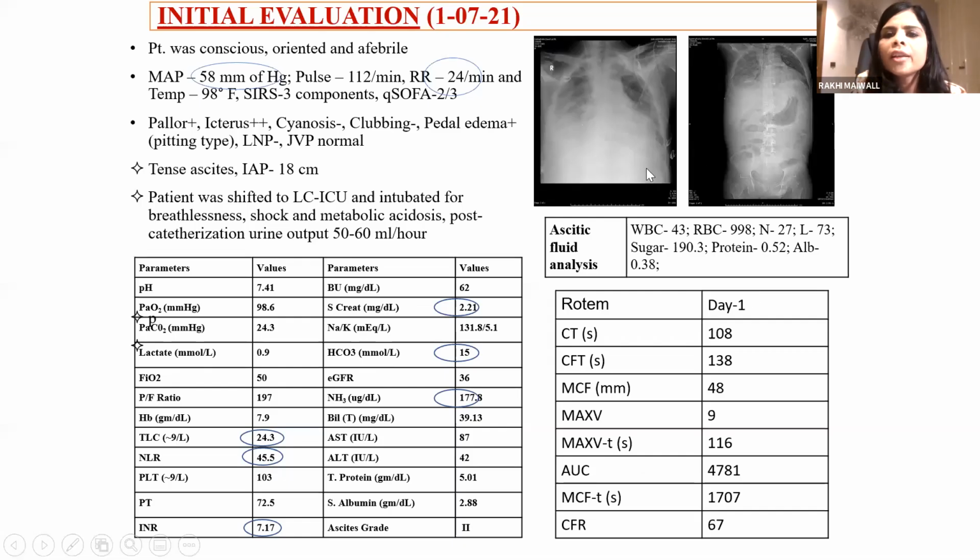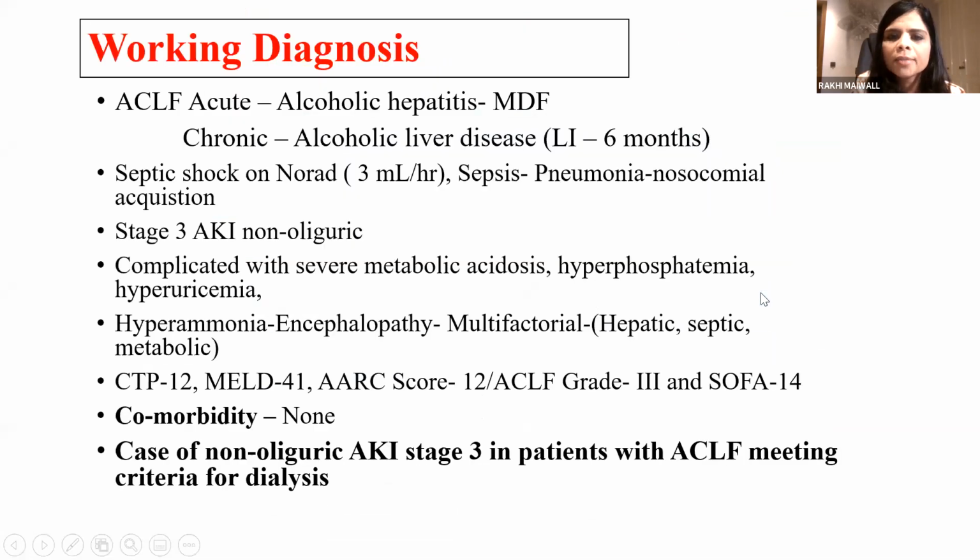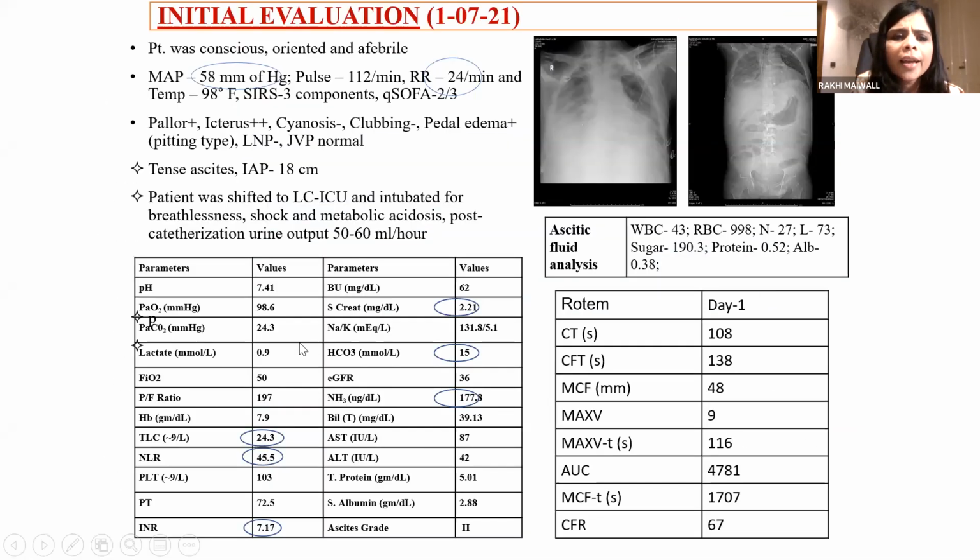So the infection focus was found to be pneumonia. The ascitic fluid had ruled out SBP. And we can see here the labs. This patient had a preserved pH, and he had a PF ratio around 197. The leukocyte count was high, and so was the NLR. His INR was 7.1. His creatinine was 2.2. Bicarbonate of 15. Ammonia was 177.